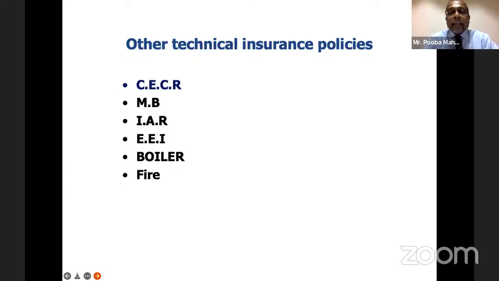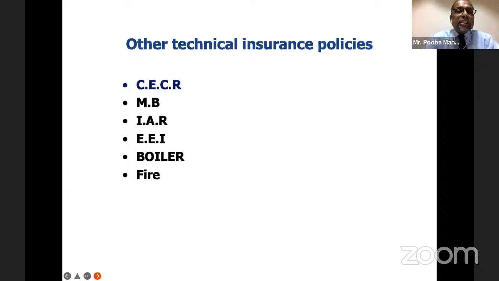For example, the CECR. CECR is the Civil Engineering Completed Risk. So a lot of the completed highways around India, for example, the owner of the highway, which is actually the private toll concession company, would have arranged the CECR policy. It covers against landslide, flooding, subsidence damage on the highway. It also covers impact damage. For example, if a car damages the toll plaza or damages the guardrail, it will come under CECR.